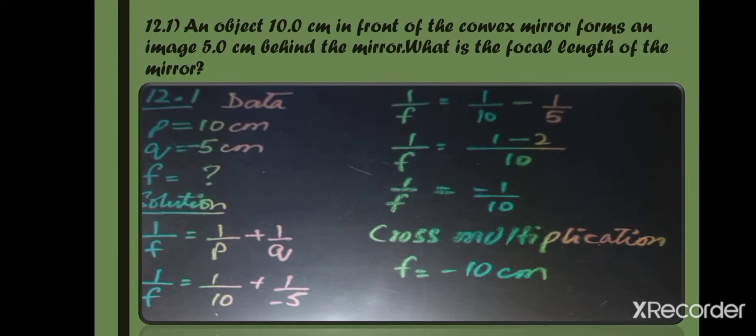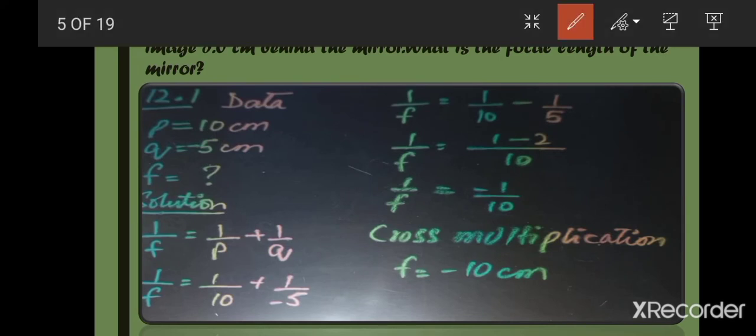Why have we written minus 5 here? Here you can see that I have written minus 5 centimeters, because you know that as it is a convex mirror, it is like this. The outer side is reflecting and the inner side is painted. So the object is located somewhere here at a distance of 10 centimeters from the mirror, and the image is located behind the mirror.